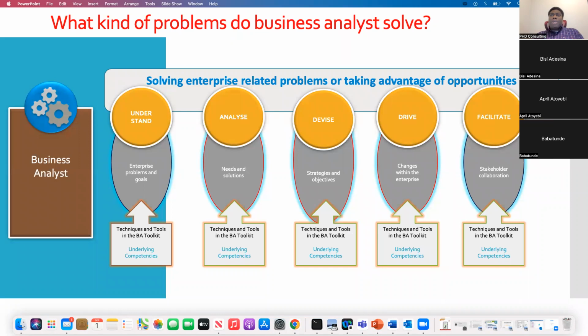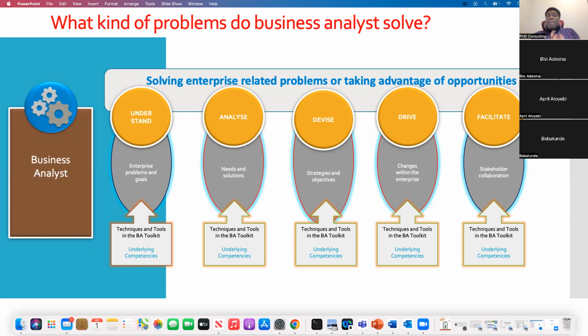Now, what kind of problems are you going to be solving as a BA? You want to be able to understand the enterprise problems. See yourself as a consultant, right? You want to be able to analyze the needs and solutions of whatever your client or whoever you're working for. And you can also apply some of these skills as well, even as an entrepreneur.